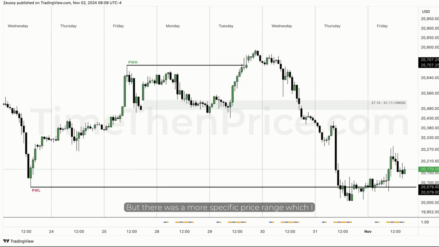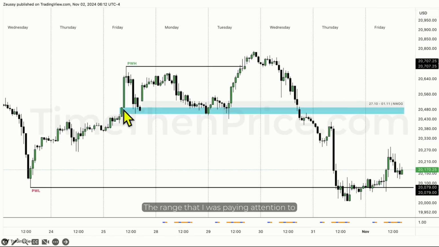But there was a more specific price range which I was paying attention to. This range was below this new week opening gap. The range that I was paying attention to was this hourly BC. The reason why I was paying attention to this hourly BC was due to the fact that this hourly BC was the lowest imbalance inside of this sequence of imbalances that formed during the creation of the previous week high right here. Therefore, as long as the market does not displace below this hourly BC, I'm leaning towards the upside. That is how I was able to frame the idea of Tuesday's low of day right here.